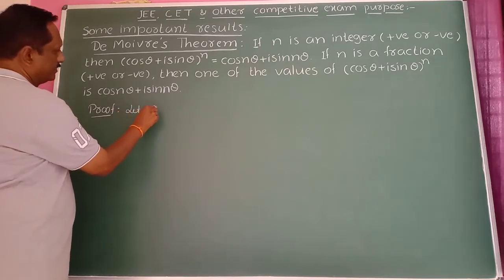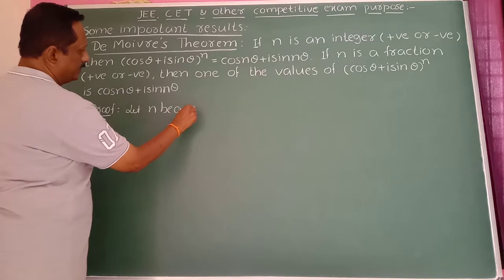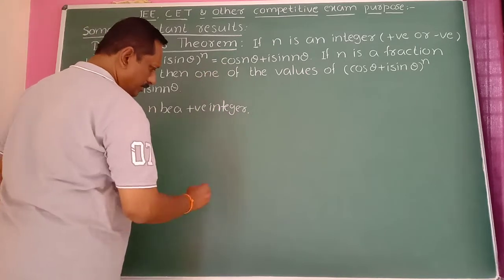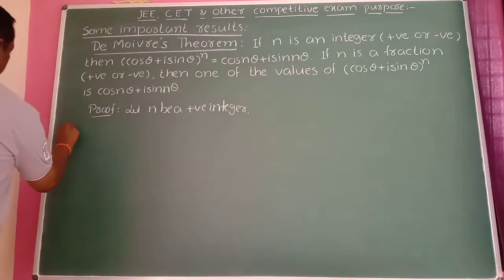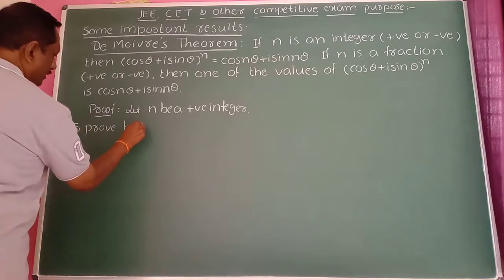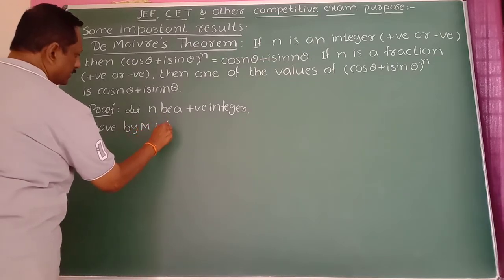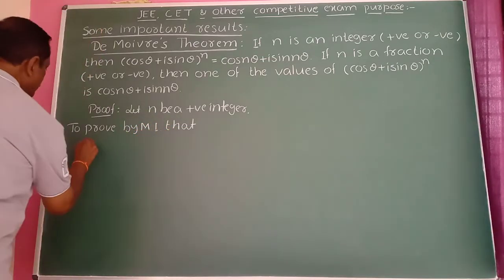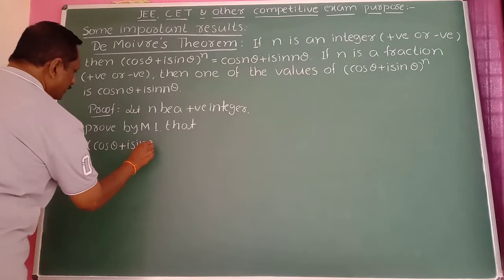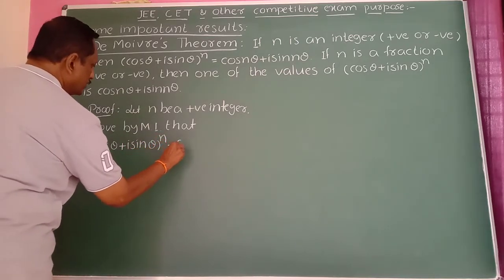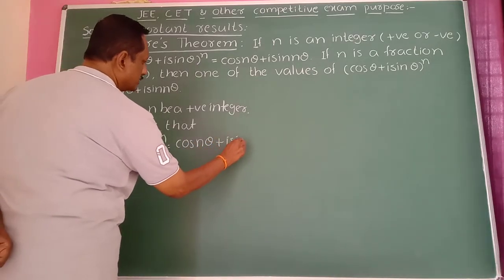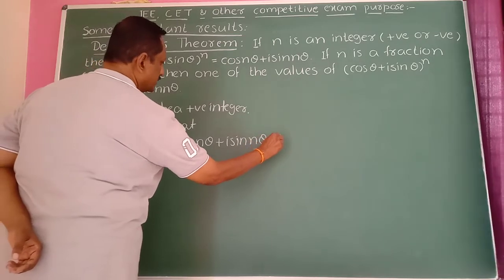Let n be a positive integer. Next, to prove by mathematical induction that (cos theta plus i into sin theta) raised to n is equal to cos of n theta plus i into sin of n theta. Take this one as result number 1 here.